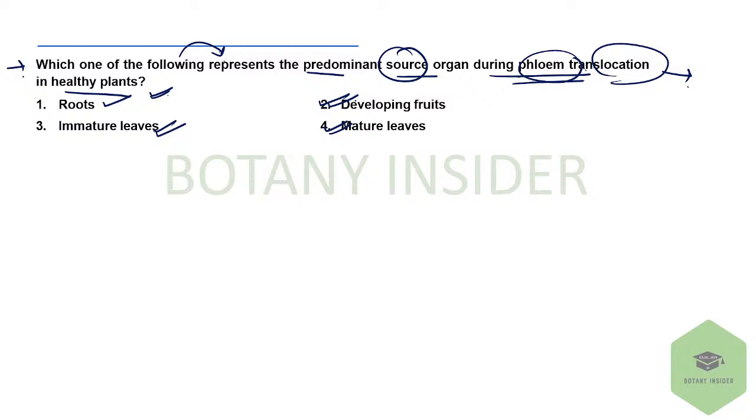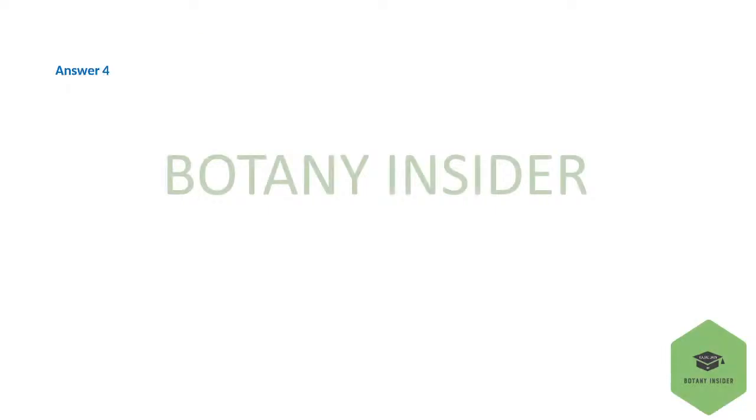Which of the following represents the predominant source during the phloem translocation? Simple question. It's your mature leaves, which are the predominant source organ during the phloem translocation in the healthy plants.